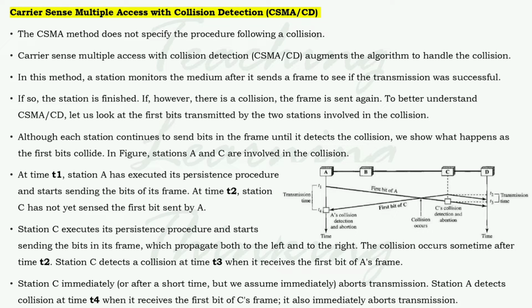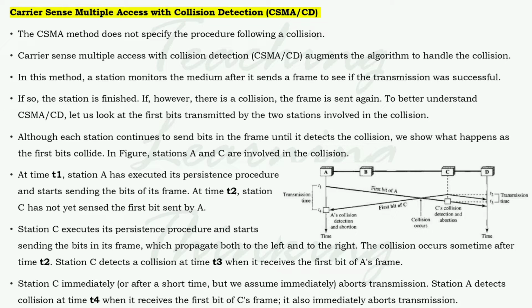A starts sending a bit to D from time T1, and C sends its bit to D at T2. While A is sending its bit to D, C has not sensed the bit from A, so it also starts sending a bit to D at T2. Once A's bit is detected by station C, it is acknowledged that there is a collision.